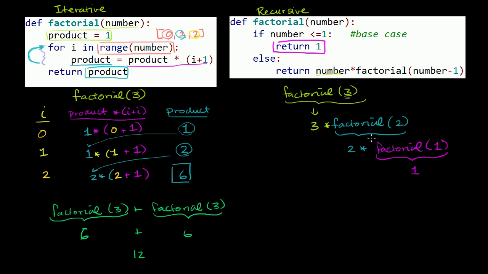And so we now know that factorial of 2 evaluates to 2 times 1. So this evaluates to 2. And now we know that factorial of 3 evaluates to 3 times 2, which evaluates to 6. So very different ways of thinking about them, but getting you the exact same results. Once again, if you take factorial of 3 plus factorial of 3, it doesn't matter which way we implement it, we'll get 6 plus 6 or 12.